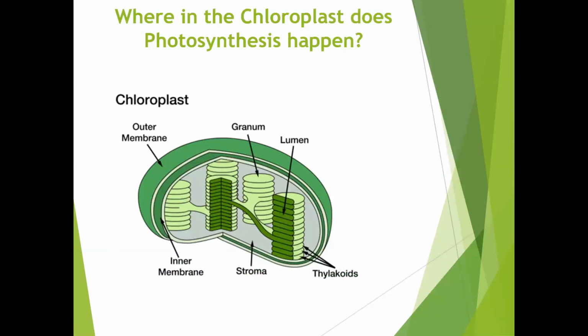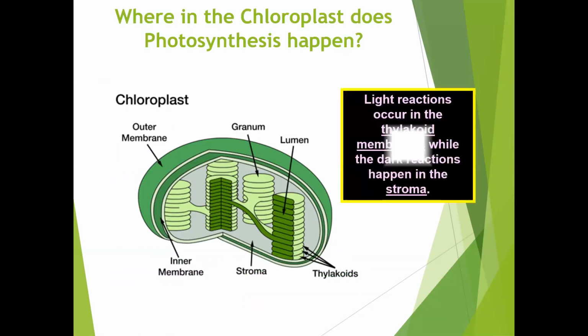All right, so where in the chloroplast does photosynthesis happen? There are two reactions. The first one is going to be the light reaction, and we sometimes call it light dependent. You're also going to hear the dark reactions or light independent. Now, we say dark because it doesn't require light to happen, but it doesn't actually happen in the dark. So here is a chloroplast. Remember the mitochondria and the chloroplast are double membraned organelles. They're the only two.